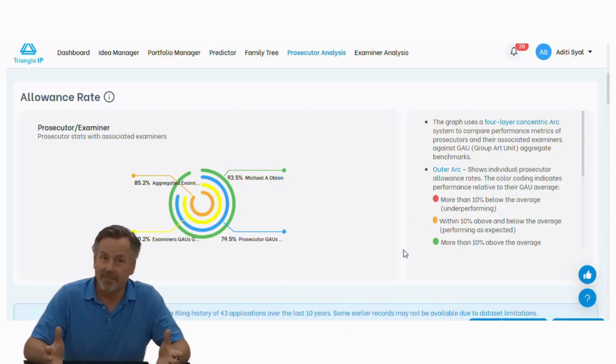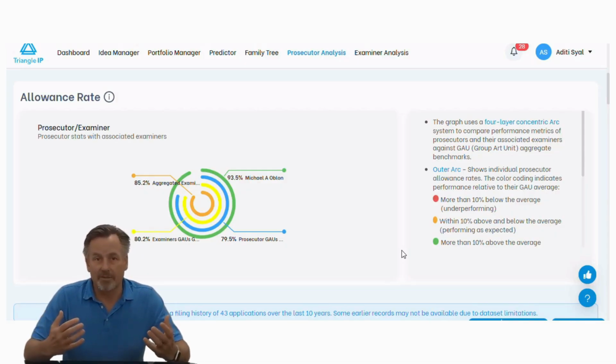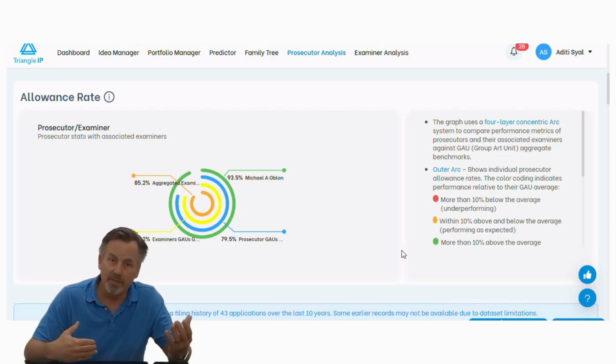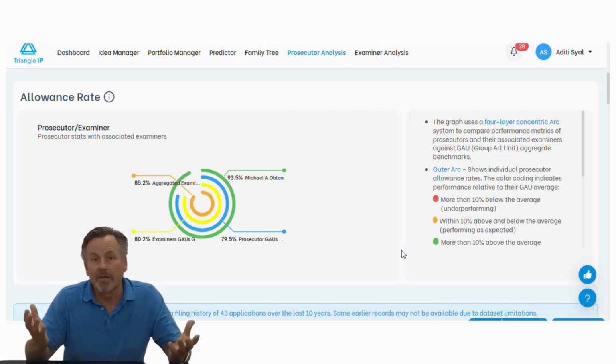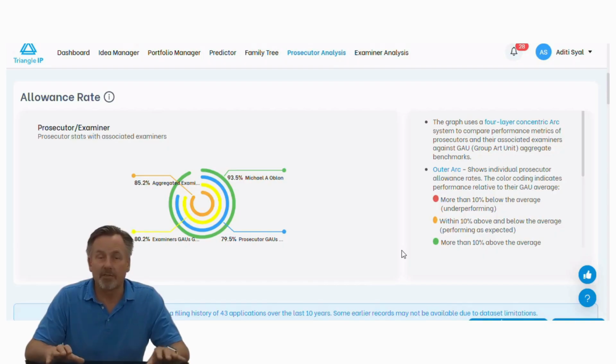So, let me explain with an example of why context matters. Say you see an 88% allowance rate showing in orange. You might think, just average. But look closer. If their examiners averaged 85% and the GAU is around 80%, that 88% is actually beating both benchmarks, suggesting it's no doubt a good prosecutor to work with. Without this chart, you'd completely miss that.